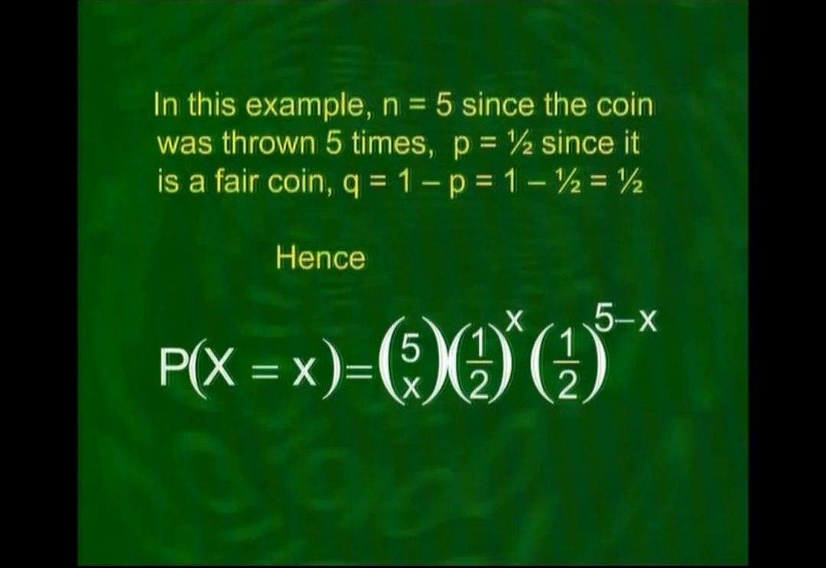So, substituting these 2 values in the formula that I just conveyed to you, we obtain the probability that my random variable capital X takes a value small x is equal to 5Cx half raised to x into half raised to 5 minus x. The point to be noted is that since p is equal to half, therefore q, which is 1 minus p, is equal to 1 minus half, and that is half.